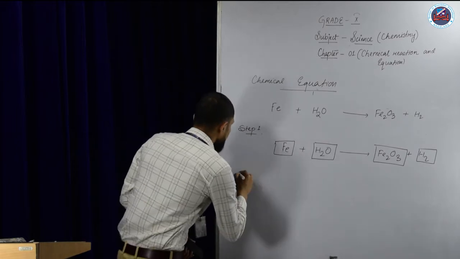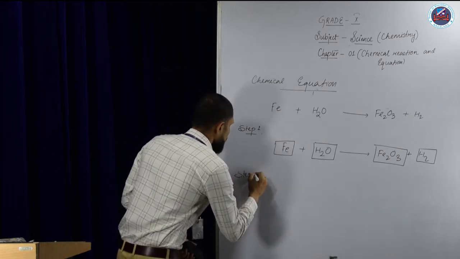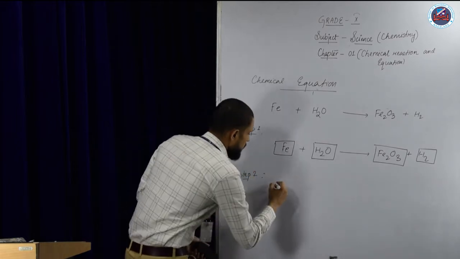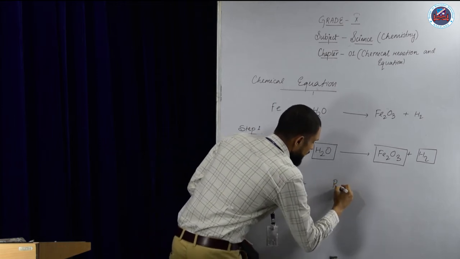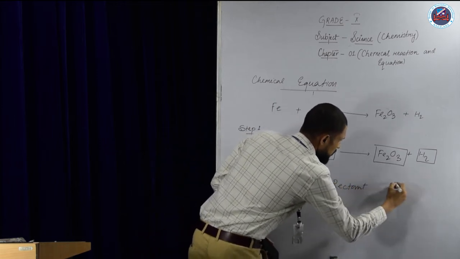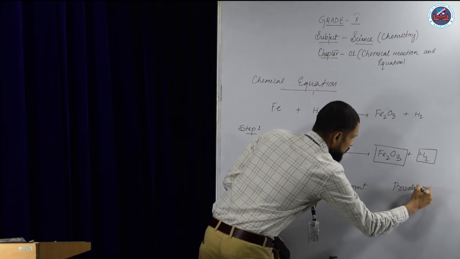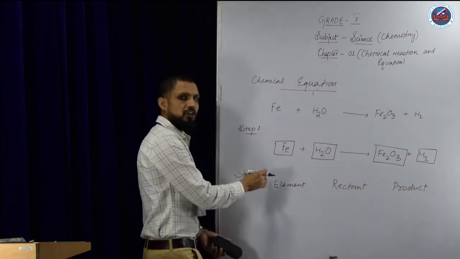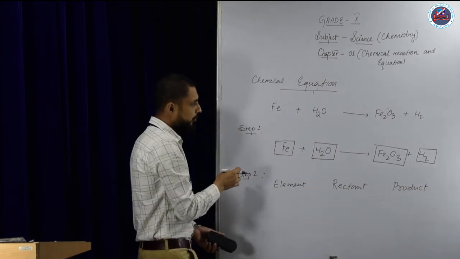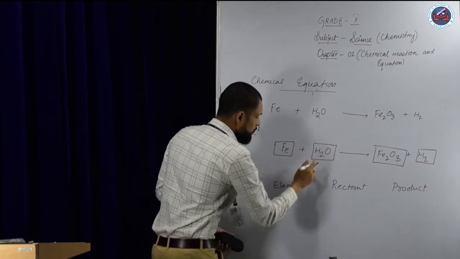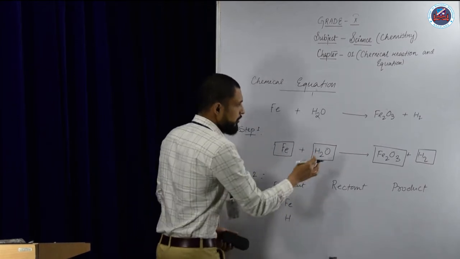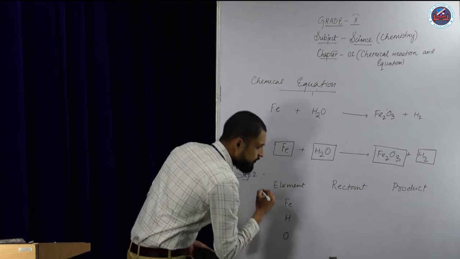Next step, you write down the elements, reactant, product. So what are the different types of elements involved in this chemical reaction? We write Fe, H, that is hydrogen, and O, oxygen.